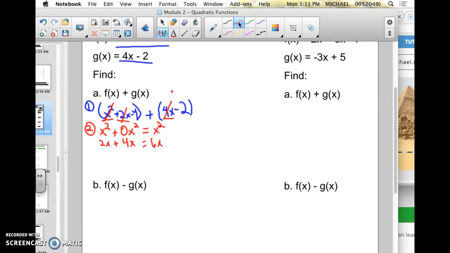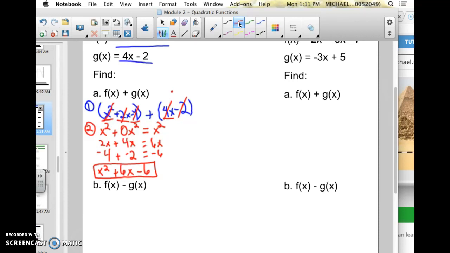And then finally, the constant negative 4 plus the other constant in g of x, negative 2. And that equals negative 6. Cross those out if you want. And my final answer, the new polynomial I get when I combine the two functions together, is x squared plus 6x, because it's positive, minus 6. Remember to write it in standard form with the highest power first, and then so on to the lowest power, and then the constant. So that's how you would do addition.